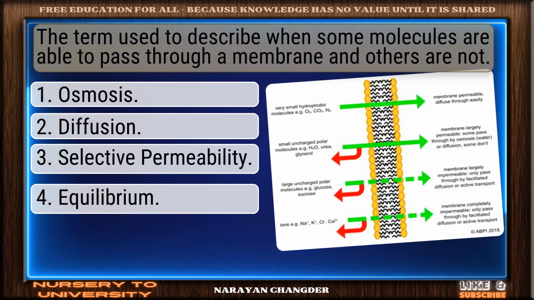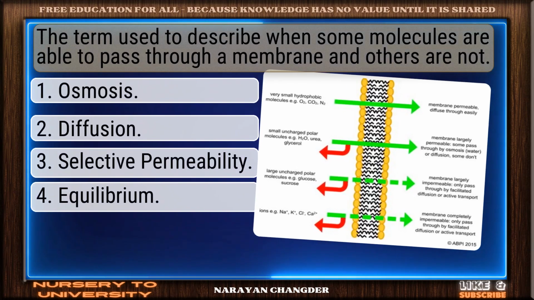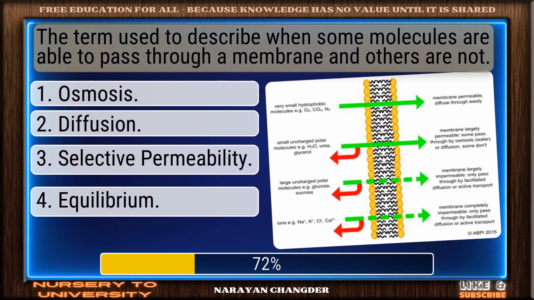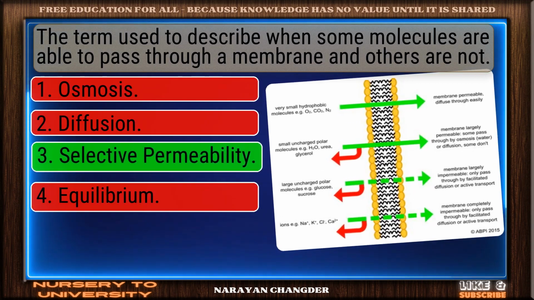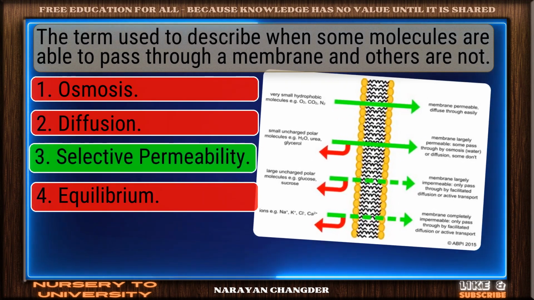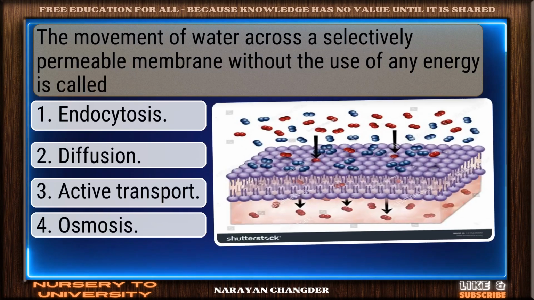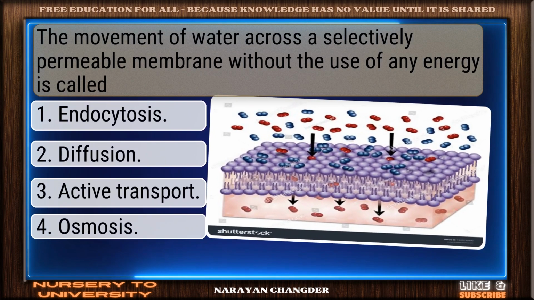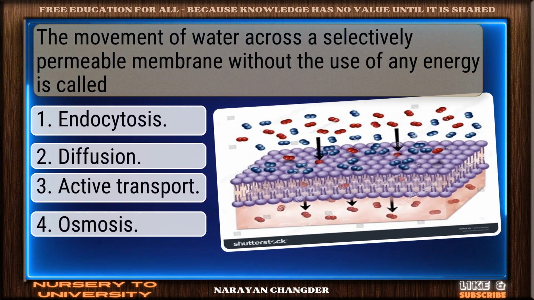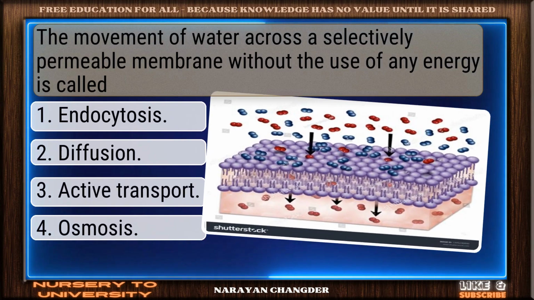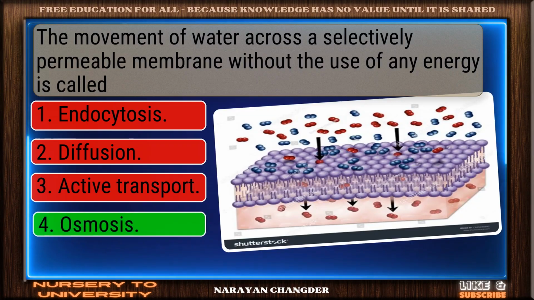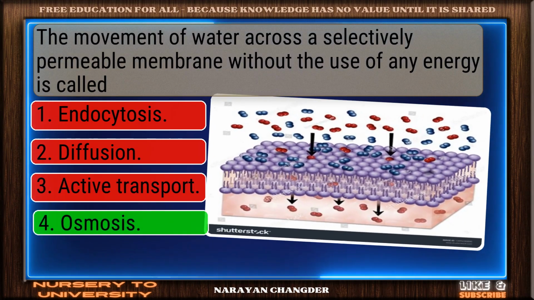The term used to describe when some molecules are able to pass through a membrane and others are not. Good job. Your answer, selective permeability, works well here. The movement of water across a selectively permeable membrane without the use of any energy is called. Correct. Osmosis is the right answer.